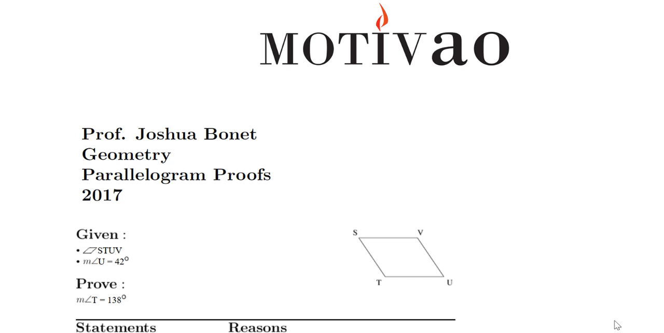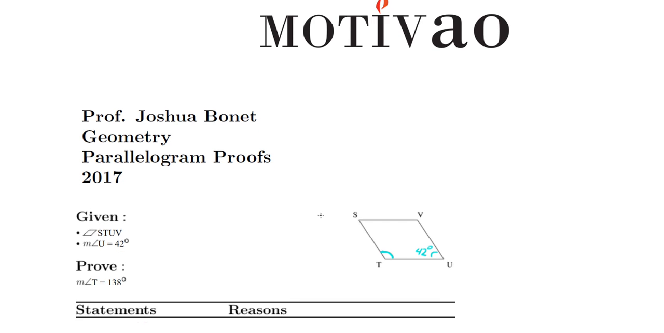Okay, so for the second video, the given today is again that this figure here, STUV, is a parallelogram. And the second given is the measure of the angle U is 42 degrees. Okay, what do we want? Where are we heading? We're heading that the measure of T is 138. Okay, that's what we want to prove.